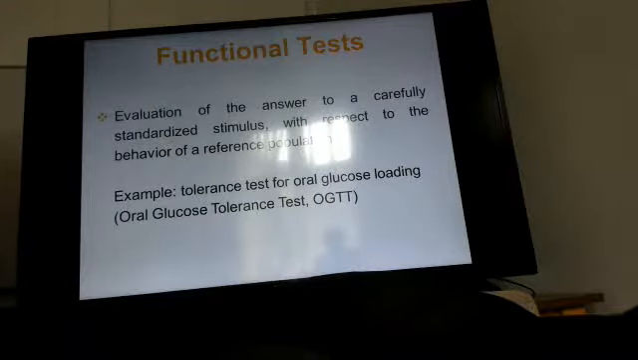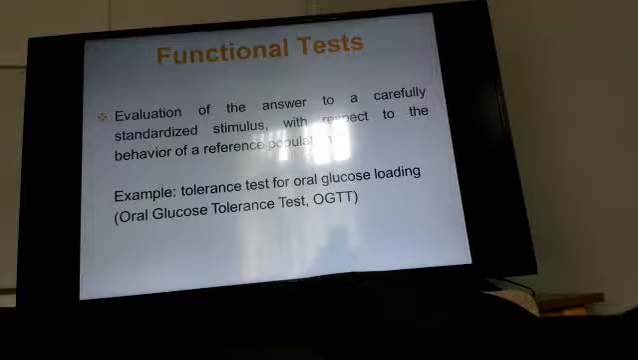There are also other kinds of tests that are called functional, because we want to evaluate something that is dynamic in the body. So you want to see if there is an effect of a specific action that can be a drug or a stimulus that you can induce. For example, the oral glucose tolerance test means that you give a specific quantity of glucose to a patient, and next you have to monitor in vivo what is happening to the glucose level in the blood of these patients.